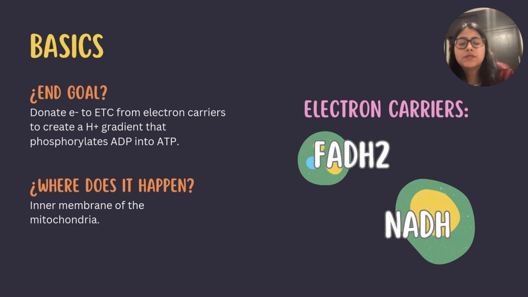Oxidative phosphorylation happens basically in two steps, which are the electron transport chain and the ATP synthase action. So the end goal of this whole process is to donate all the electrons that the electron carriers FADH2 and NADH had acquired from previous processes, and to create a proton gradient in the intermembrane space of the mitochondria so that phosphorylation of ADP into ATP can occur. And all this process happens in the inner membrane of the mitochondria.